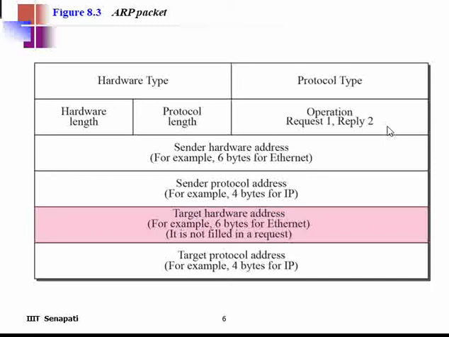That's it. Then here it is the sender hardware address, sender logical address. Then the target hardware address and target protocol address, meaning IP address. In case it is a request, this particular field will be empty. It's all zeros. That is the thing.